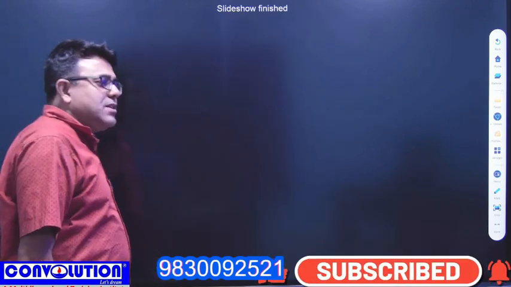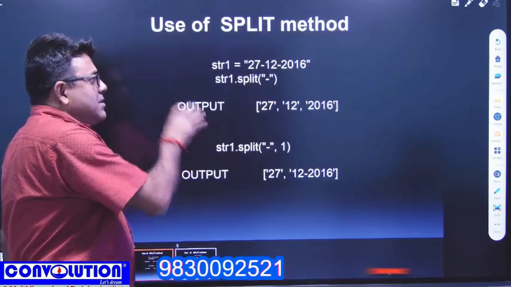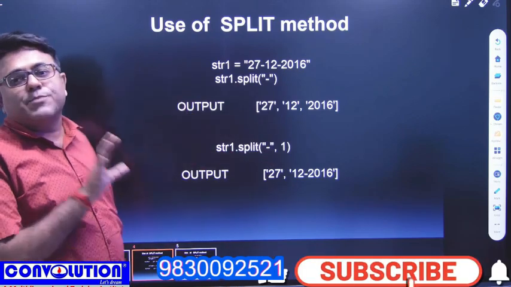This way, we have seen some important split functions and their uses.